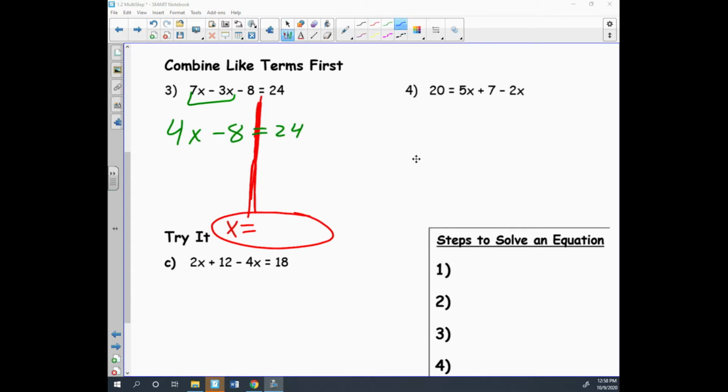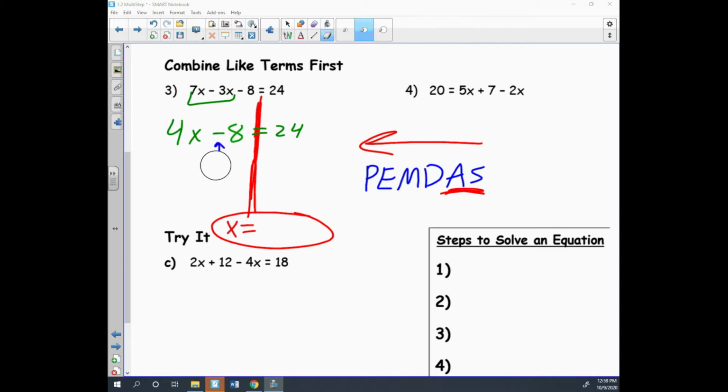Now, remember PEMDAS? Please excuse my dear Aunt Sally. When we're solving problems, we want to always go in that way. But when we're solving equations, we're actually working backwards, which would mean the addition and subtraction is first. So if you're looking at this problem right here, 4x minus 8, do you see any minuses or pluses? I see a minus right there. That means that I need to do the inverse operation, which is plus 8.